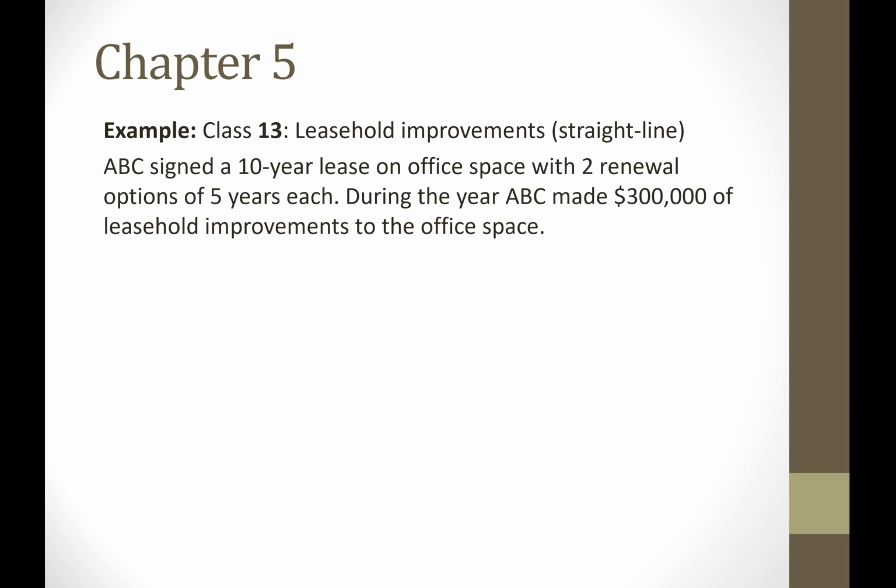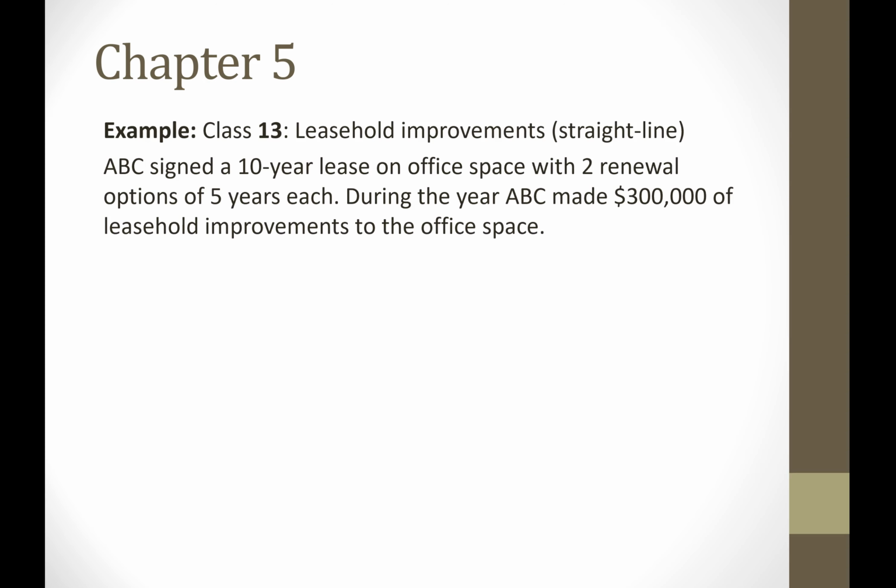ABC signed a 10-year lease on some office space, and they were given 2 renewal options of 5 years each. During the year, they made $300,000 of leasehold improvements to the office space. So leasehold improvements are basically improvements that are done on an asset that the company does not own, rather they lease. ABC signed a 10-year lease on this office, and they spent $300,000 basically for substantial renovations to the office space. And that $300,000 now gets allocated to Class 13.